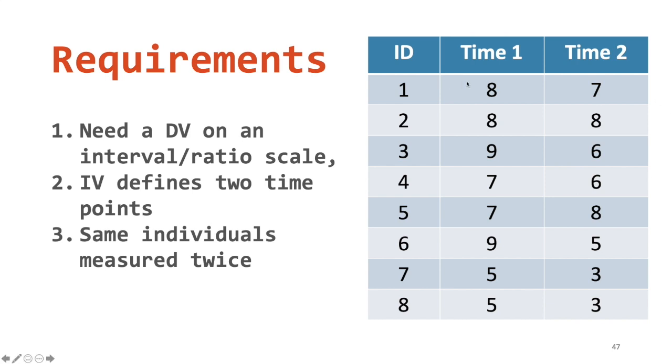So this is one way that you'll see the data organized. This will be time 1 for person 1 and time 2 for person 1. That means this person started at 8 and went down to 7. This person stayed at 8. This person started at 9 and went to 6. And the other thing is that it's the same individuals measured twice or very matched up individuals measured at different time points.